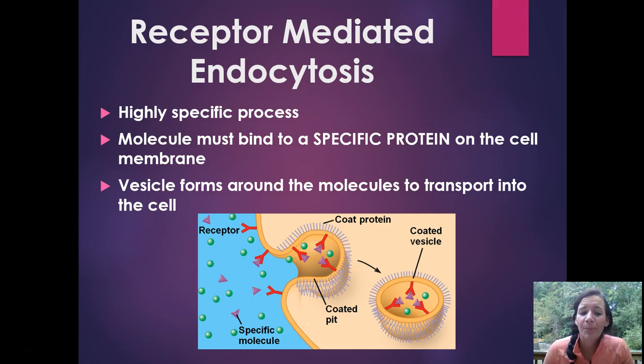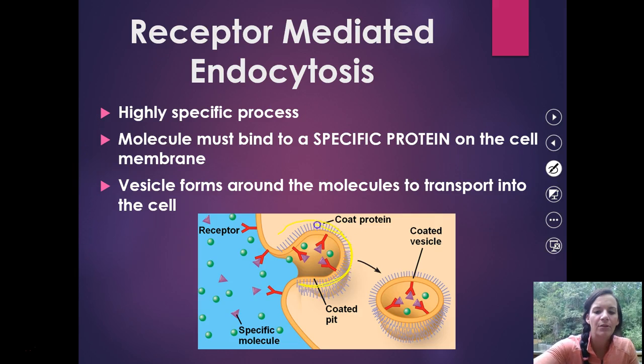And finally, receptor mediated endocytosis. This is highly specific, as you can imagine. In this situation, the molecule is binding to a specific protein on the cell membrane. As a result, only those specific molecules can enter the cell. Eventually, you're going to have a vesicle that forms around, and it will pinch off and get carried into the cell like so.